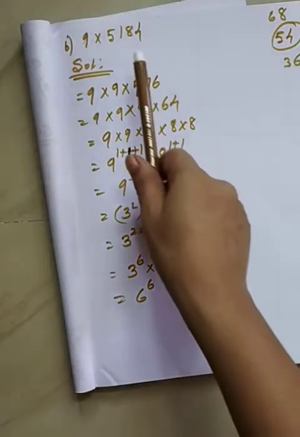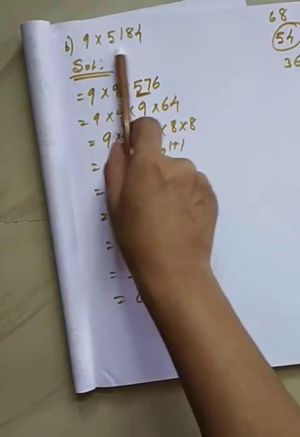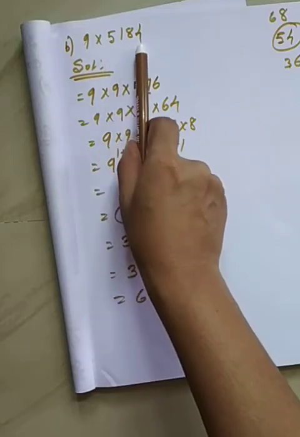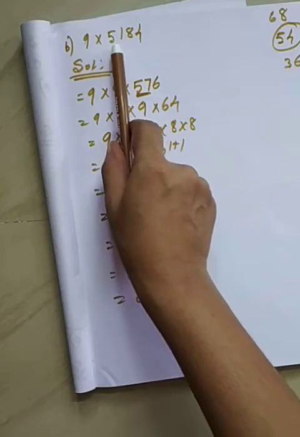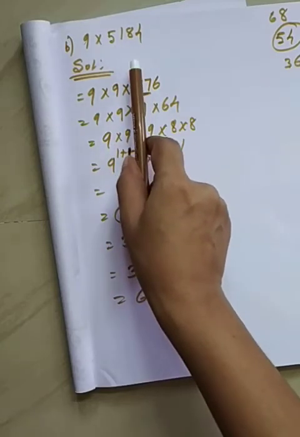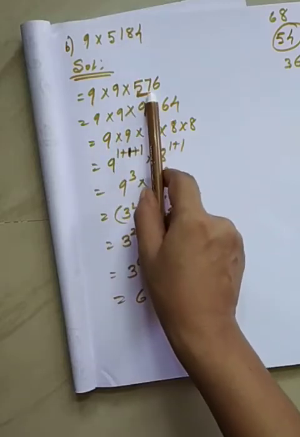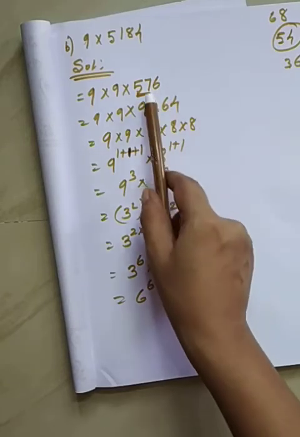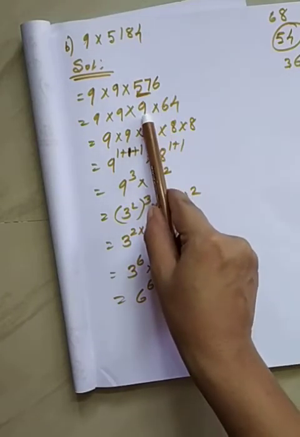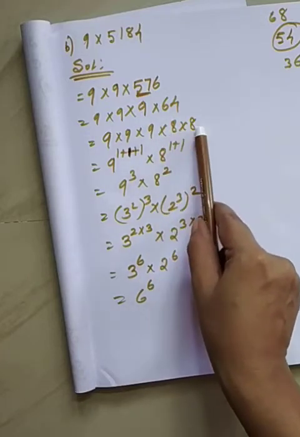Clear? See, first you have to factorize this 5184. See how many 9s are here? 9 into here 5. Okay, 5 9s are 45. Remaining 6, 68 means 7 9s are 63. Remainder 5, 54 means 6 9s are 54. Again you can use the ninth table. You will get 9 into 64. Everybody knows 64 means 8 into 8.